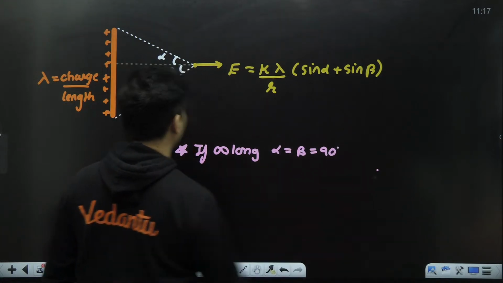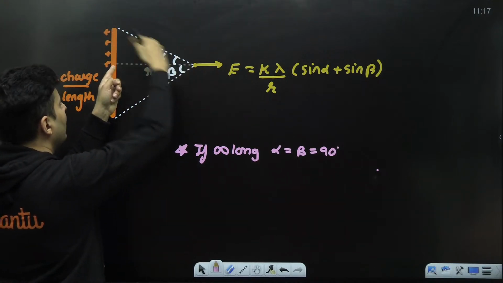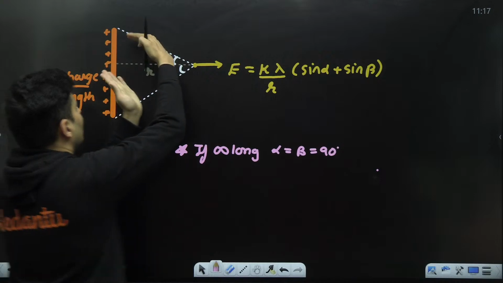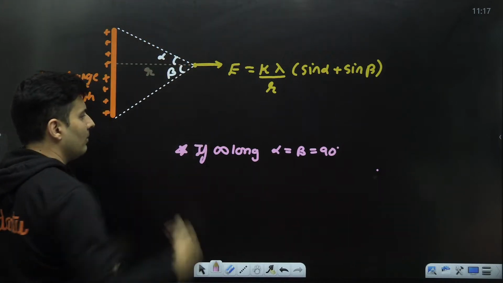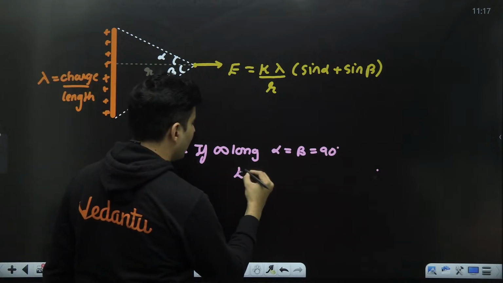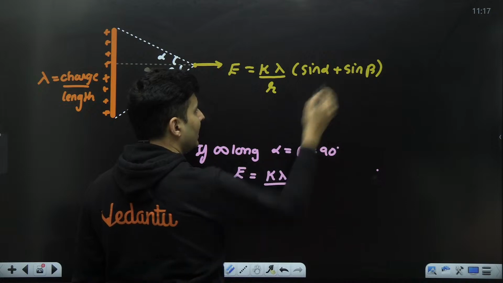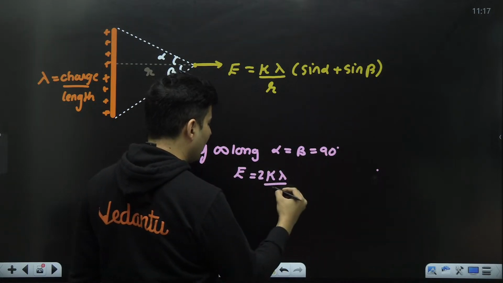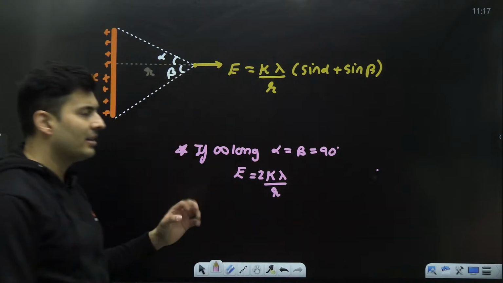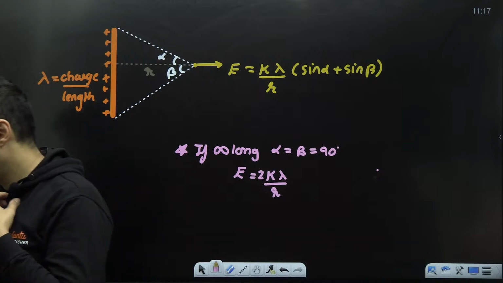Now, very special case, if it was infinitely long, then alpha and beta will be both 90 degree. Alpha and beta are the angles made by the perpendicular with the ends of the wires. This wire will be infinitely long, so alpha will become 90, beta will become 90. So then that electric field will become just K lambda (sine 90 plus sine 90), obviously 1 plus 1, which is 2. So 2K lambda divided by R.